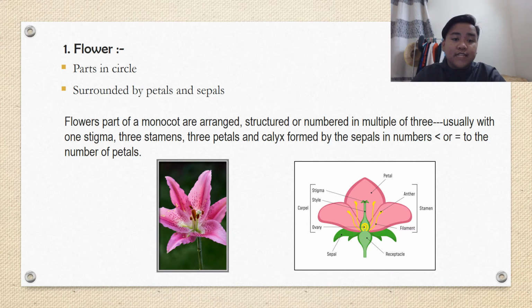Okay, so the first one is flower. Flowers usually arrange their parts in circles with the reproductive parts in the middle, surrounded by petals and sepals. In monocots, these flower parts are trimerous. In other words, the flower parts of a monocot are arranged or numbered in multiples of 3, usually with one stigma, 3 stamens, 3 petals, and a calyx formed by sepals in number less than or equal to the number of petals.